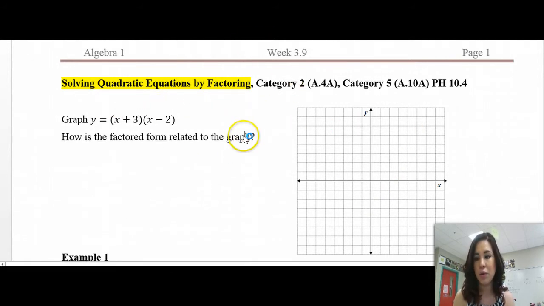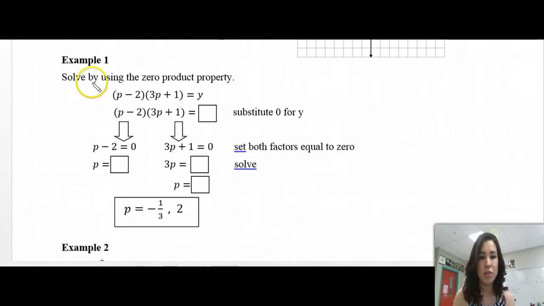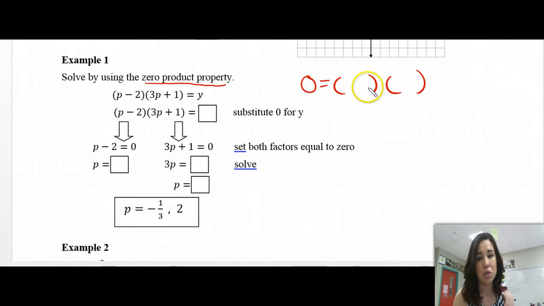So let's take a look at example 1. First of all, it says solve using the zero product property. What that means is that if you have two things being multiplied that equal 0, either the first one is equal to 0 or the second one is equal to 0. Here we have p minus 2 times 3p plus 1. We substitute a 0 for y, so either p minus 2 is equal to 0 or the second factor is equal to 0. I'm going to set both equal to 0 and solve.